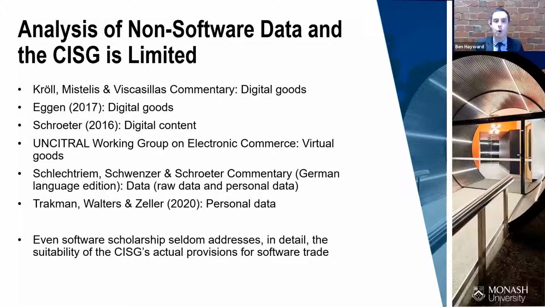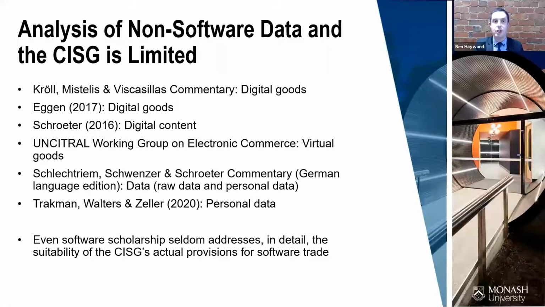Most recently, Trackman, Walters and Zeller published a paper this year where they talk about the CISG as a tool that might help protect personal data, but they didn't actually engage in an exercise of interpreting the CISG to work out whether it can actually legally govern that type of trade. They assumed as a matter of commercial convenience that it can. So the existing scholarship often doesn't really define what it means by data. It doesn't analyse the CISG's application comprehensively, and in some cases it focuses on particular types of data like raw data and personal data. So my project wants to fill this gap in the literature and bring a bit more of a systematised approach to answering this question.